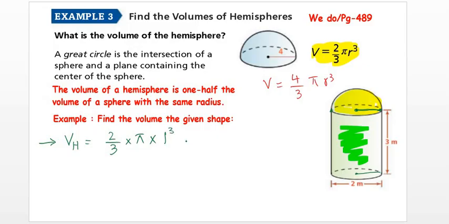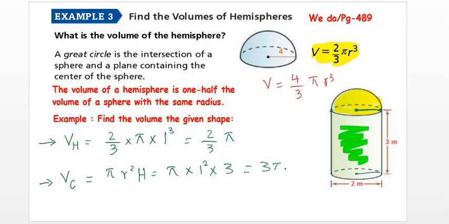So it's going to be 1 cubed. So finally you will get 2 over 3 pi, and we will convert it into decimals later on. Then we will find the volume of the cylinder. So what is the formula to find the volume of the cylinder? It's pi r squared h. So let's put the values into it. It's going to be pi, and the radius is 1, so it's squared, times height, which is 3. So finally the answer will become 3 pi, right?